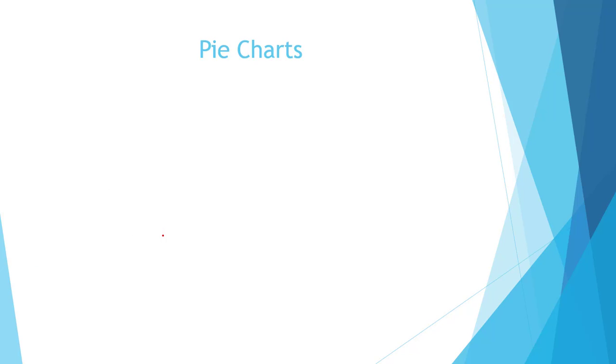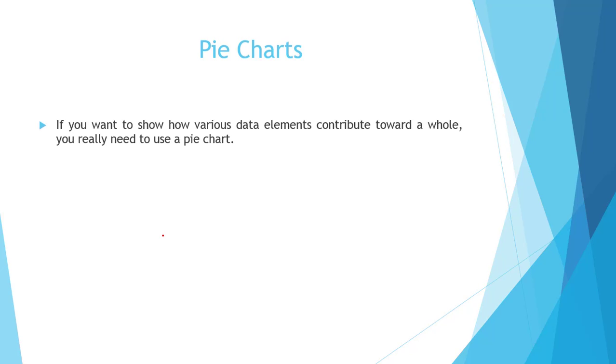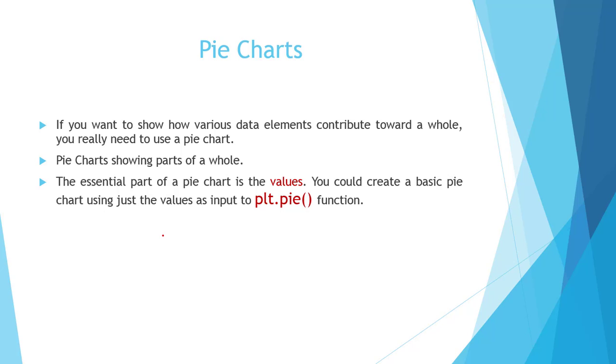So first of all, we will see pie chart. If you want to show how various data elements contribute towards a whole, you really need to use a pie chart. Pie chart showing parts of a whole. The essential parts of a pie chart is the values. You could create a basic pie chart using just the values as the input in the plt.pie function. So value is the essential parameter in plt.pie function.